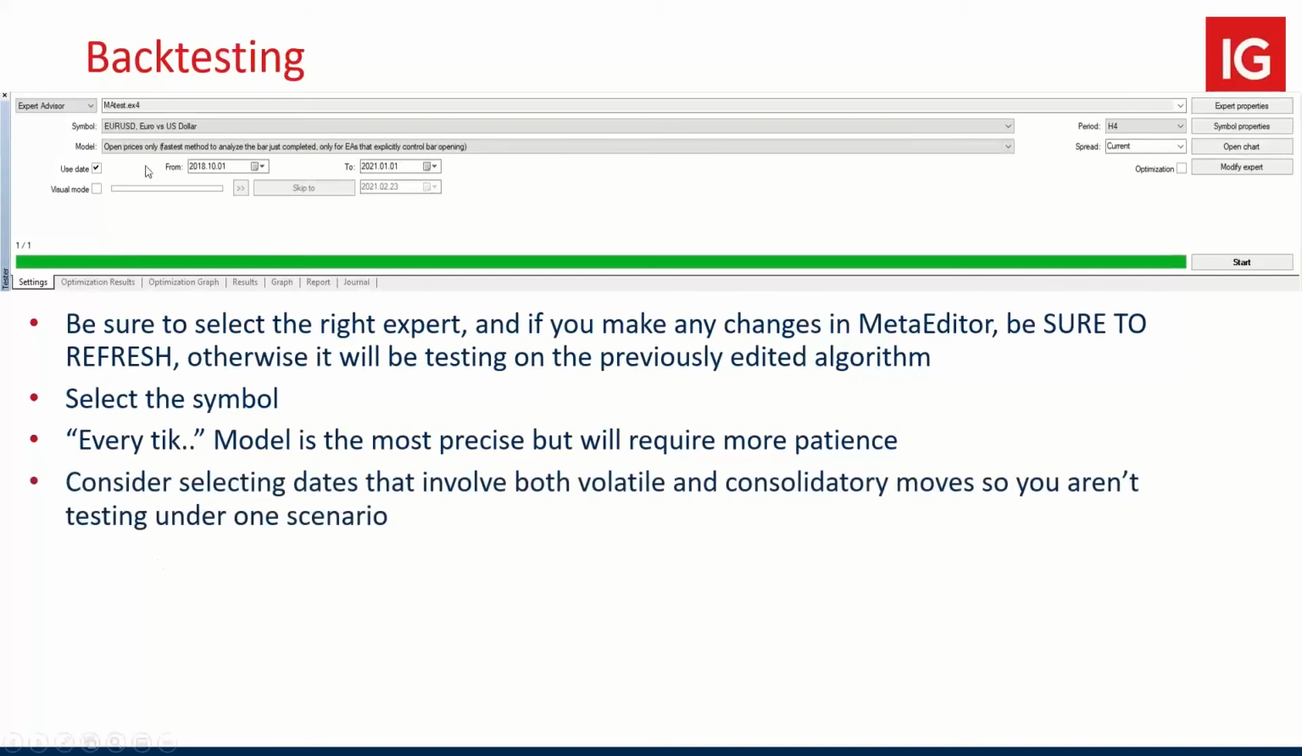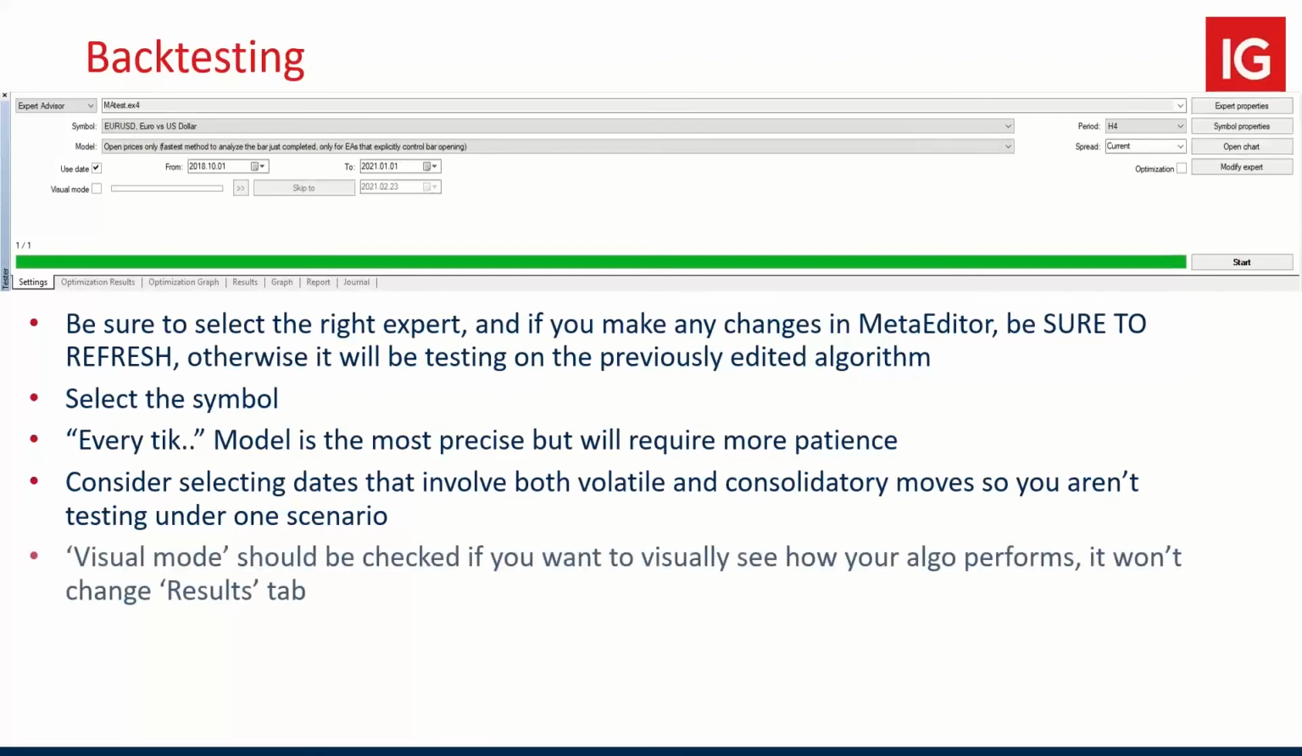And when it comes to selecting your dates over here, you want to select dates that involve both volatile and consolidatory moves, so you're not testing under just one scenario. Otherwise, if you choose just like 1 or 2 months, then it's like, oh, well, things were very consolidatory back then, so my range trading algorithm, for example, did amazing, and my trend trading algorithms did horribly. Well, the reason why is because you chose a very, very limited period. So choose a period that's both volatile and consolidatory.